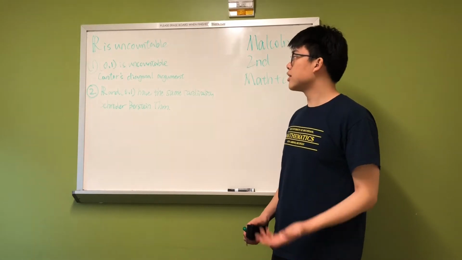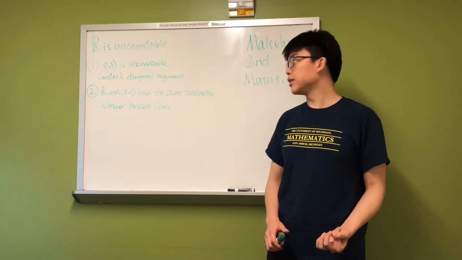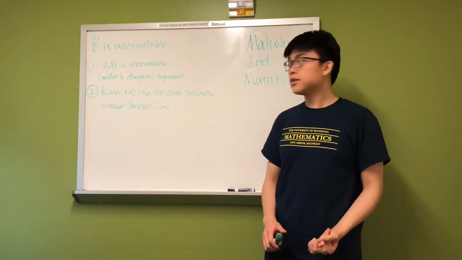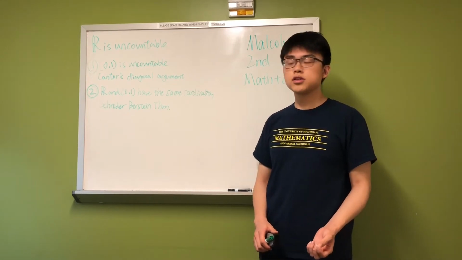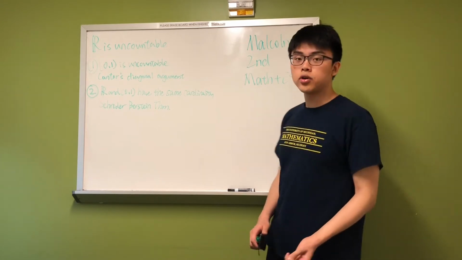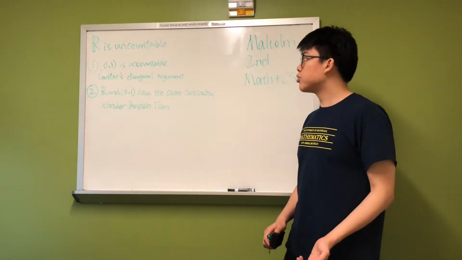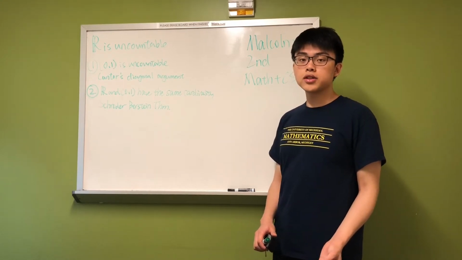First, I want to show that the open set (0, 1) is uncountable by using Cantor's diagonal argument. And then I want to show that the set of real numbers and the open set (0, 1) have the same cardinality by using the Schroeder-Bernstein theorem. So once I prove these two claims, I get the conclusion that R is uncountable. Okay, so let's begin.